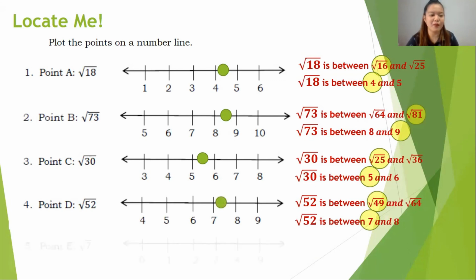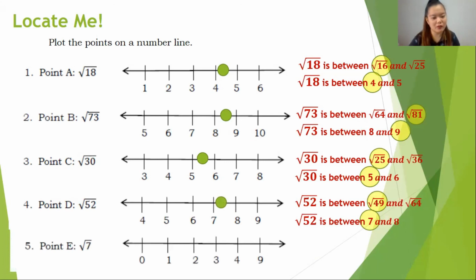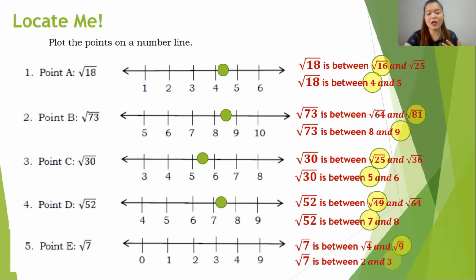And then the last example, which is point E, the square root of 7. And we know that the square root of 7 is between the square root of 4 and the square root of 9, or between 2 and 3. And we know that 7 is closer to 9, and the square root of 9 is 3, so it is closer to 3. So your plot is like that. Nasa gitna siya ng 2 at 3, pero mas malapit siya sa 3. Nagets yun na? Okay.